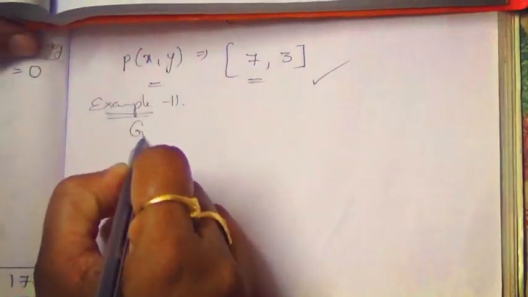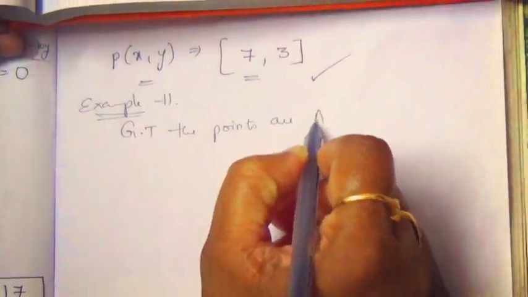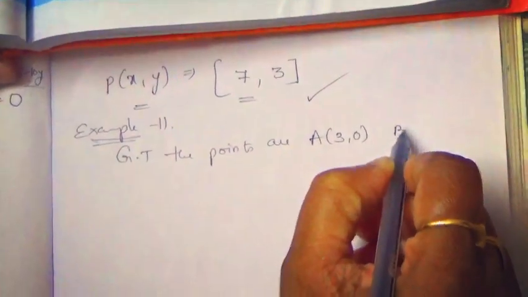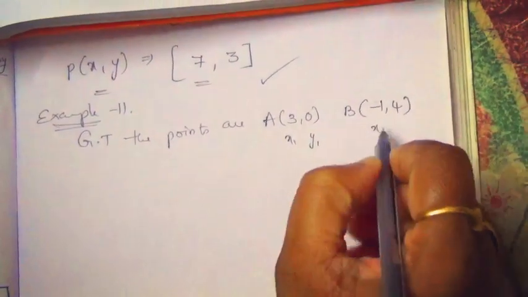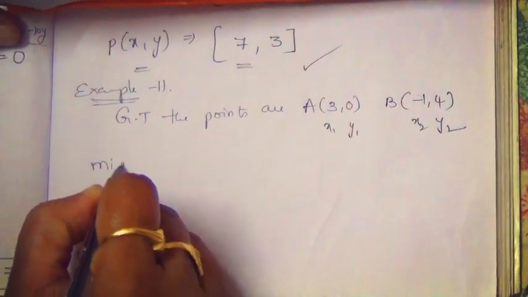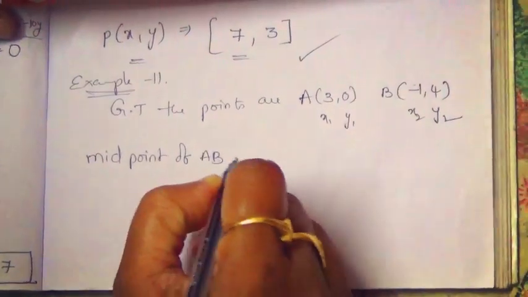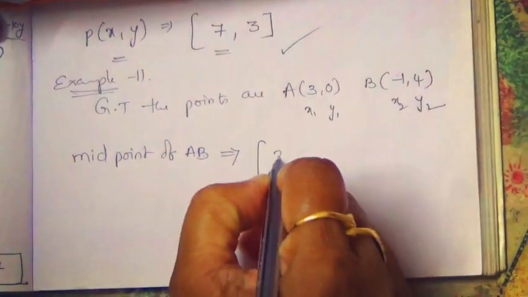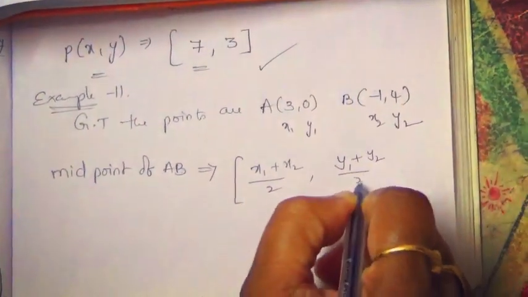Example 11. So here, given that the points are A 3, 0, B minus 1, 4. Let us take these points as x1, y1, x2, y2. Then the midpoint of AB is equal to x1 plus x2 by 2, y1 plus y2 by 2.